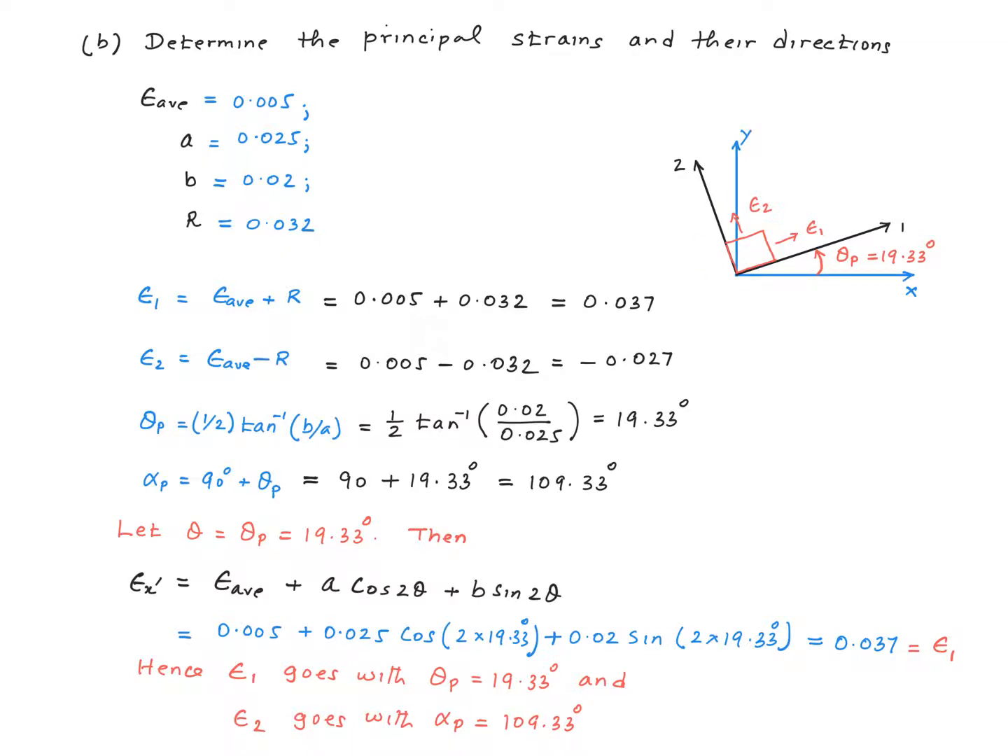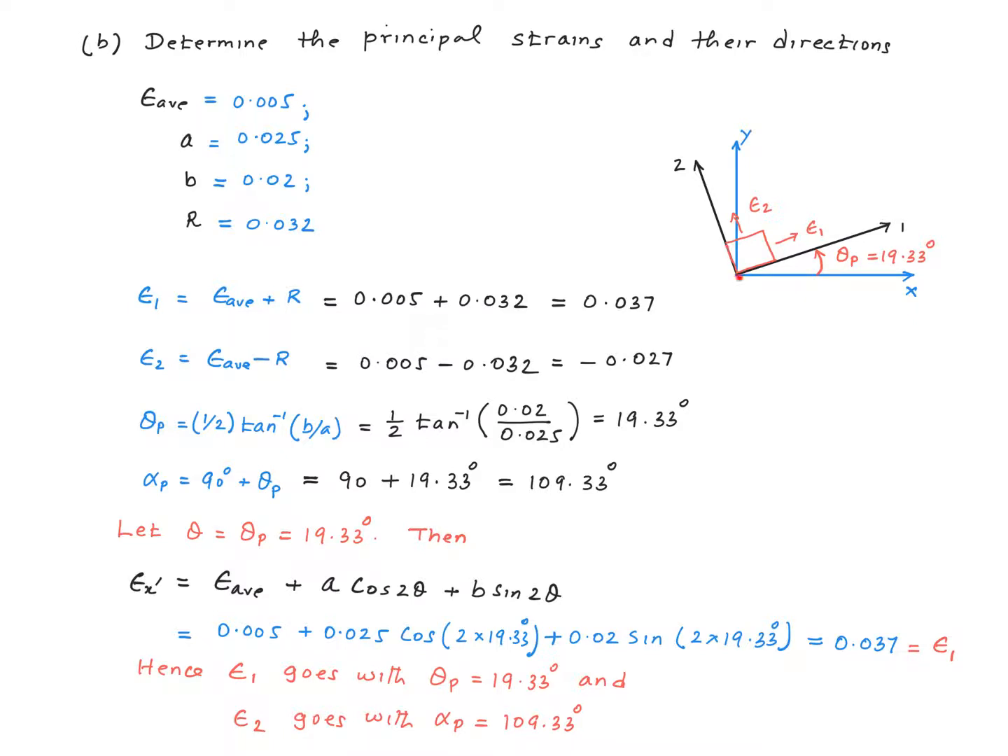So what exactly does it all mean? Well, this is what it means. Direction 1 here, which is oriented at 19.33 degrees counterclockwise from the original x-axis, is the direction of the principal strain 1, epsilon 1. So this is the direction for epsilon 1. The direction of epsilon 2 differs from this by 90 degrees counterclockwise. In other words, the direction of epsilon 2 with respect to this original x-axis is 109.33 degrees, which is the value of alpha p.